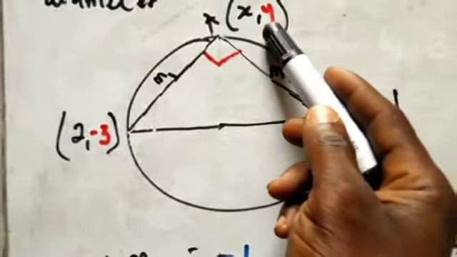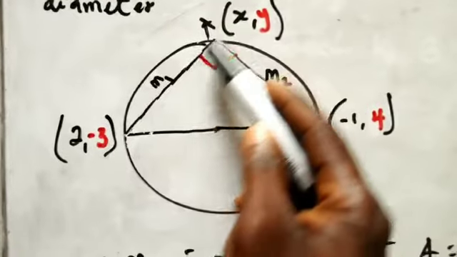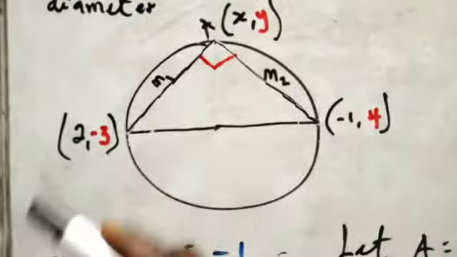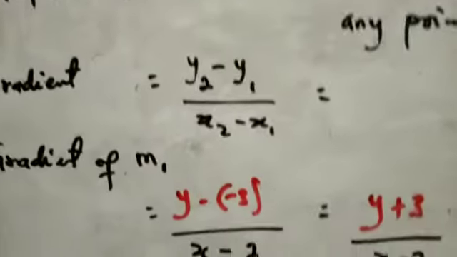So I'm going for this one to be my Y2, and then this one will be my Y1, and this one will be my X1, and then this one will be my X2, and then this one will be my what? X1. So perfect. So the gradient of the first one is what?